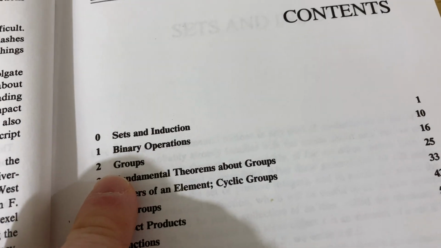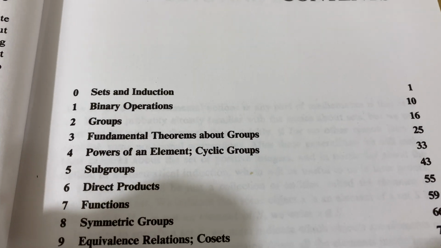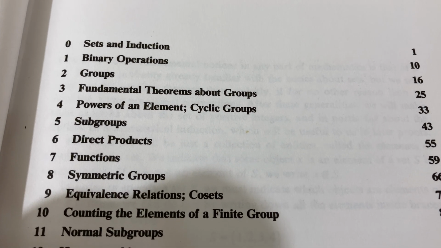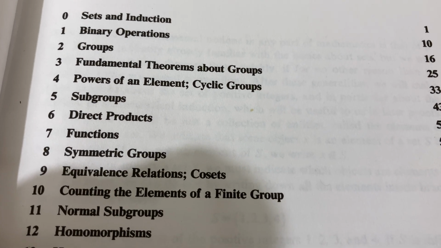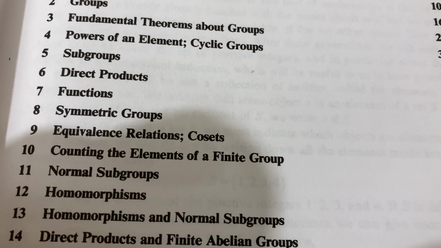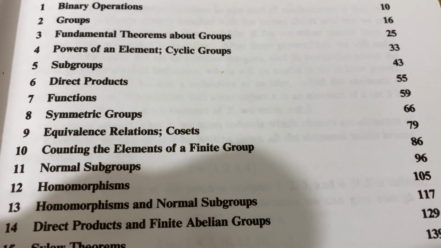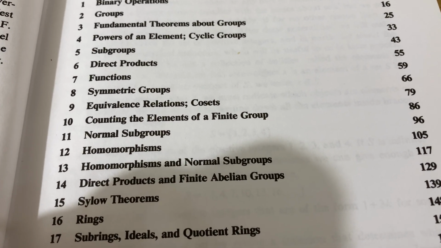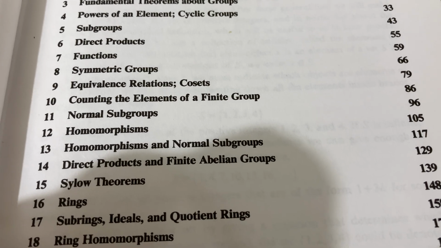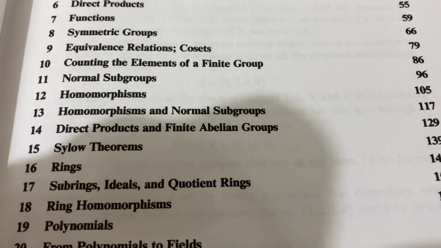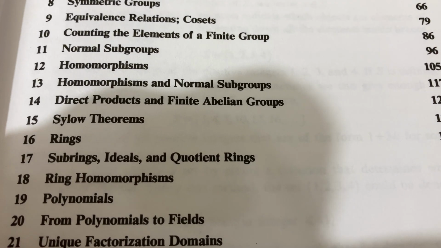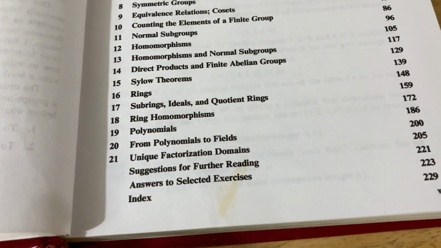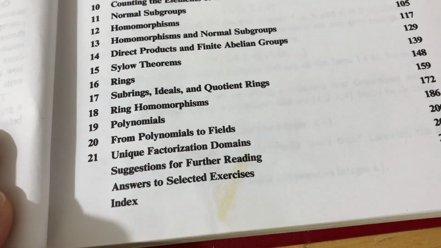So here's the contents. You can see it starts with sets and induction, binary operations, groups, fundamental theorem about groups, powers of an element, cyclic groups, subgroups, direct products, functions, symmetric groups, equivalence relations and cosets, counting the elements of a finite group, so it's like Lagrange's theorem, normal subgroups, homomorphisms and normal subgroups, direct products and finite abelian groups, the Sylow theorems, rings, subrings, ideals, and quotient rings, ring homomorphisms, polynomials, and then from polynomials to fields, and then UFDs, which are unique factorization domains.